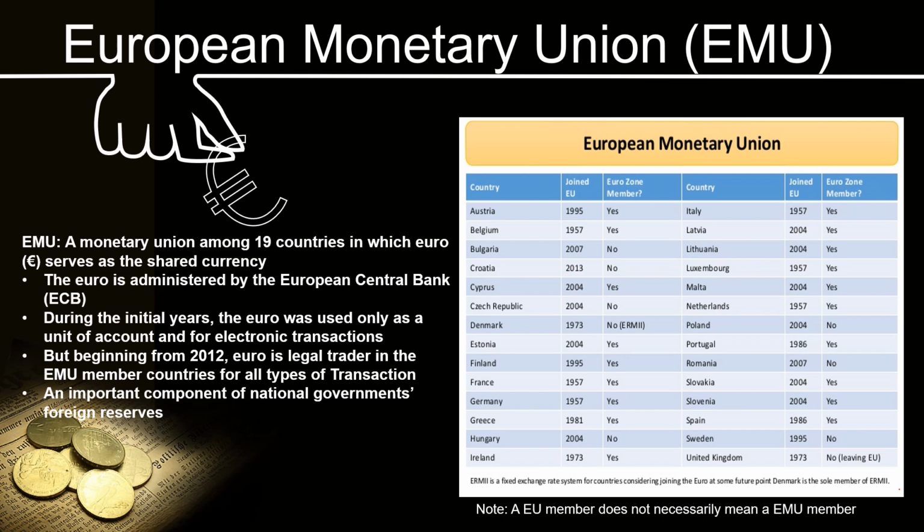And also important to remind you that a European Union member does not necessarily mean a EMU member. So let's look at the tables on the right hand side. As you can see, Denmark, although he joined European Union in 1973, is not a member of Eurozone. Same goes to Hungary. He joined European Union in 2004, but again is not Eurozone member. So both of these countries have their own currency.